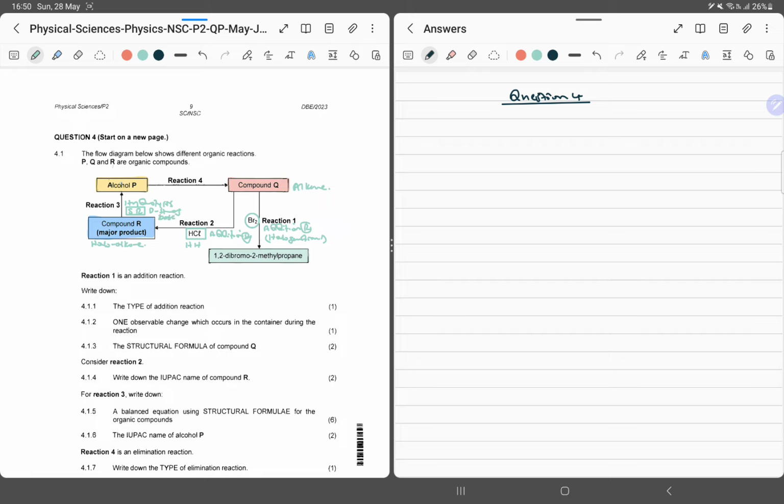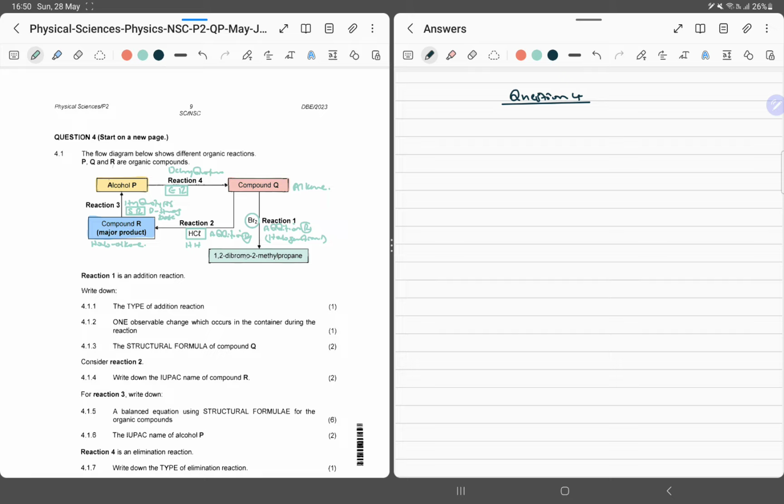Okay, and then reaction 4, we are taking an alcohol to an alkene. That's a dehydration reaction, which is essentially an elimination reaction. Okay, great stuff. So if you quickly look at those things, you are able to focus.